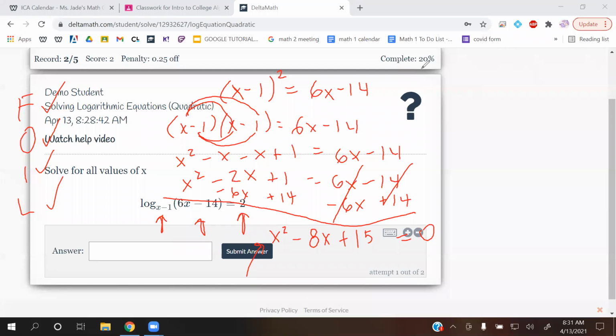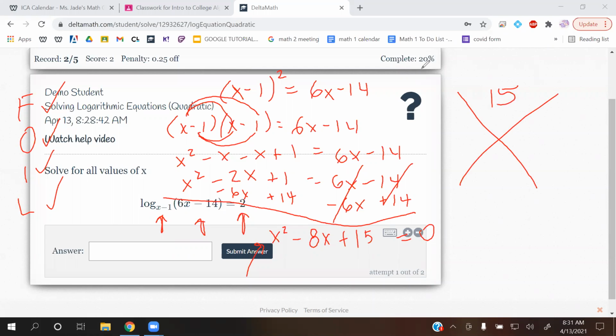If it was like a 2x squared or something like that, we could just divide everything by the 2. If it was a 3x squared, you could just divide everything by a 3. But here we just have regular x squared. Let's do our x factoring method.